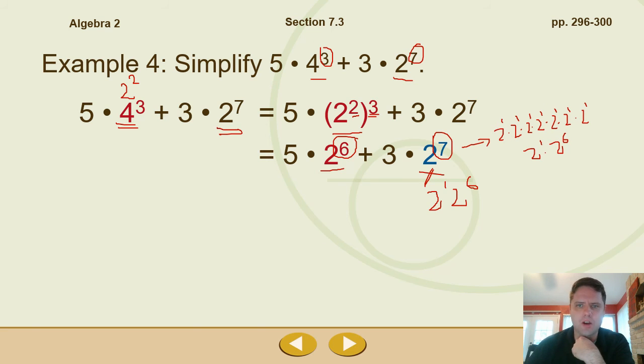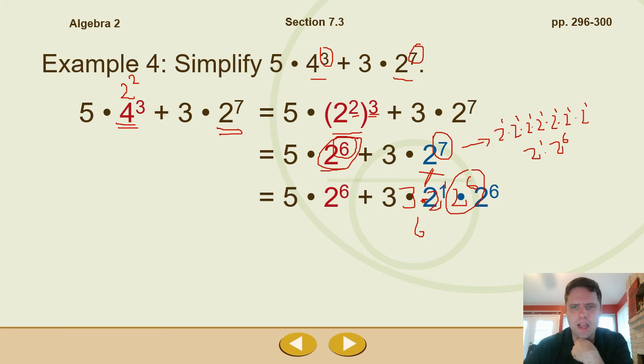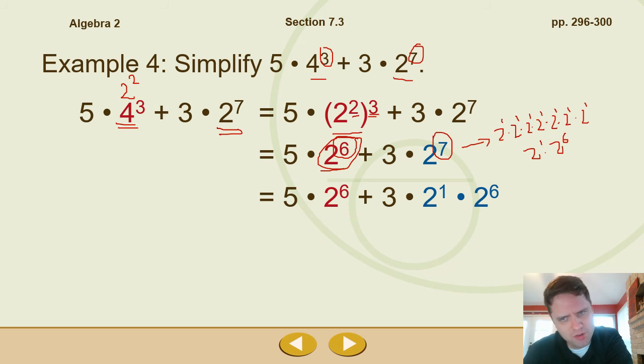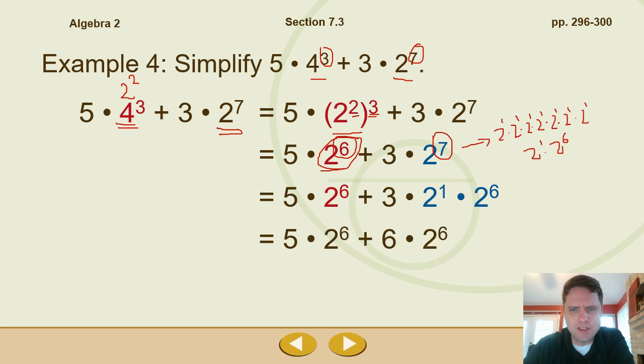And that's what I want to do here. Why? Because now this will match this. So I have a 2 outside here, so I just multiply this 2 times that 3 that's in front of it. So 3 times the 2 is 6. Maybe I should erase this so we get this out of the way so now you can see this. We now have 5 times 2 to the 6th plus 3 times 2 to the 1st times 2 to the 6th. That 2 to the 1st times 3 is just 6.